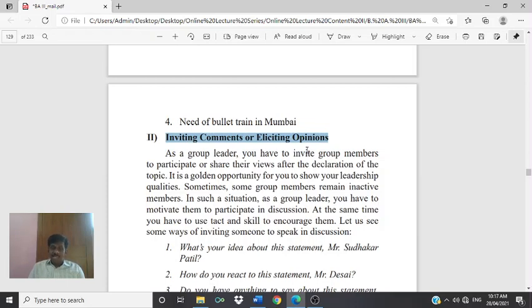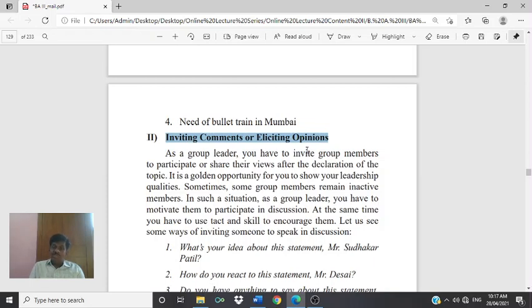So as a group leader, you have to invite group members to participate or share their views after the declaration of the topic. It is a golden opportunity for you to show your leadership qualities. When you ask others to comment or share their experiences, it means you can work with a team instead of taking your own decision and bothering others with your loud speech. This kind of behavior will show that you are a good group leader.